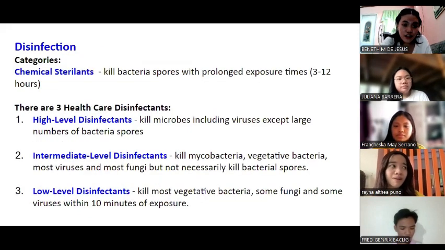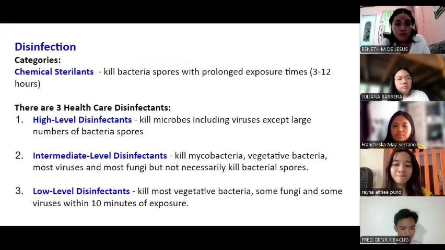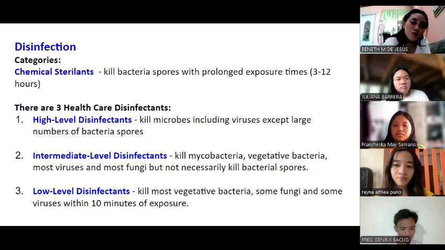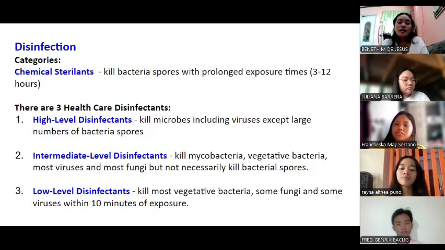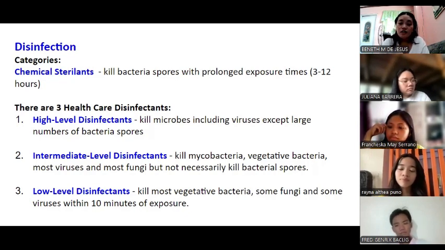So, for the disinfection, chemical sterilants kill bacteria spores with prolonged exposure times, 3 to 12 hours. There are 3 healthcare disinfectants. First is the high-level disinfection. It kills microbes including viruses except large numbers of bacteria spores. Ginagamit siya sa semi-critical items that will come into contact with either mucous membrane or non-intact skin.